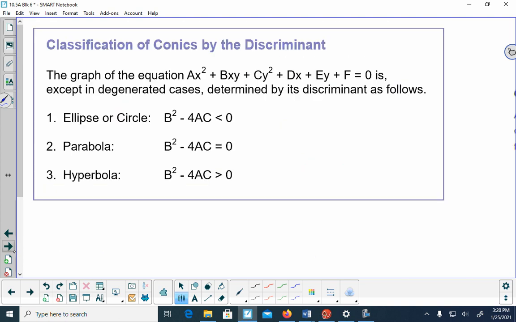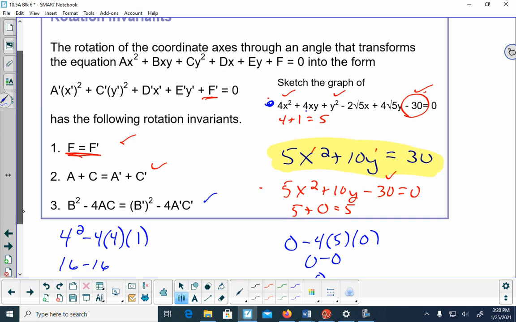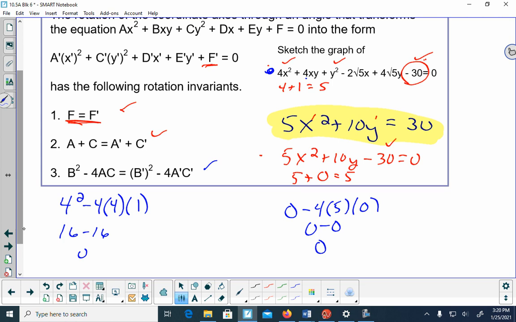Last thing in this section is classifying conics by the discriminant. So that's where you're doing the b squared minus 4ac. So over here, we did the b squared minus 4ac of the original equation, this guy here, and we got 0.